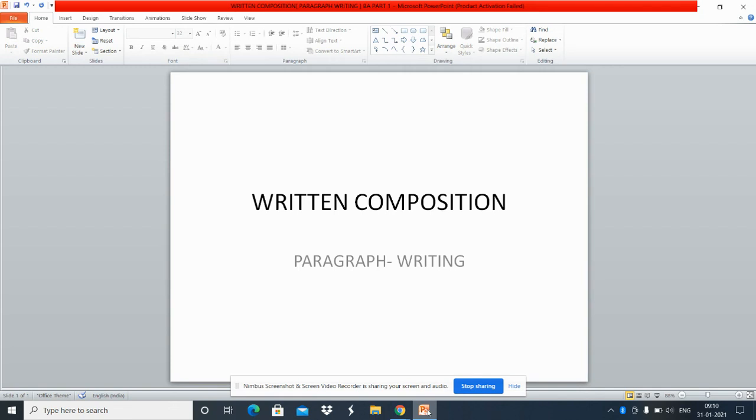And finally, if on revising you find there are mistakes, do not leave them. Correct them, whether it is a spelling mistake or a grammatical mistake. And this is how you can work on your written composition.